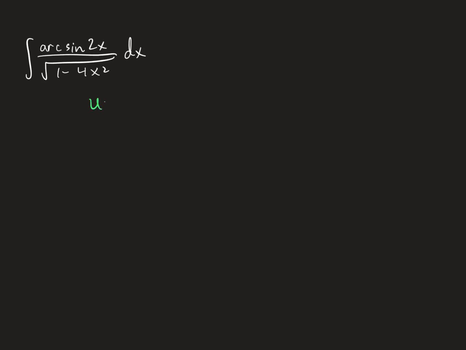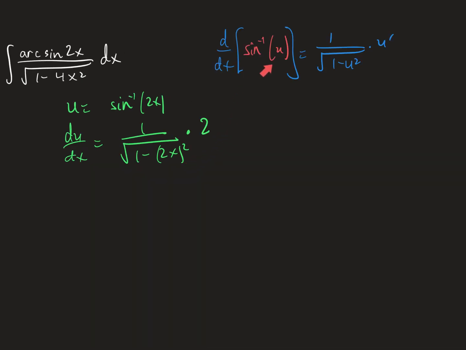Guess what u is going to be? The arc sine of 2x. Then what's du dx? 1 over the square root of 1 minus 2x squared, times 2, because we have this formula memorized for the derivative of the arc sine.